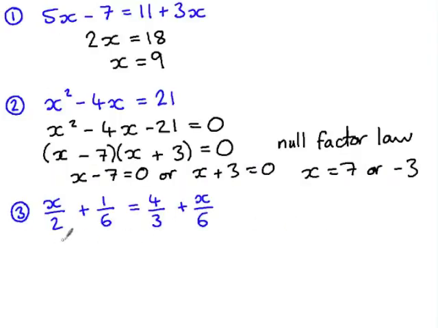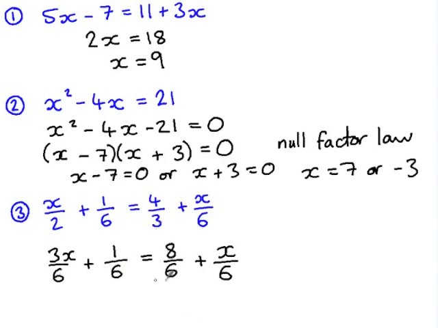In the third example we've got some fractions, but they all have numerical denominators. So when we're adding fractions or when we're equating fractions, we need a common denominator. In this case, 2, 6, 3 and 6 are all factors of 6, so I'll rewrite this with all denominators of 6. Two of the terms remain the same. x over 2 is the same as 3x over 6, and 4 over 3 is the same as 8 over 6.